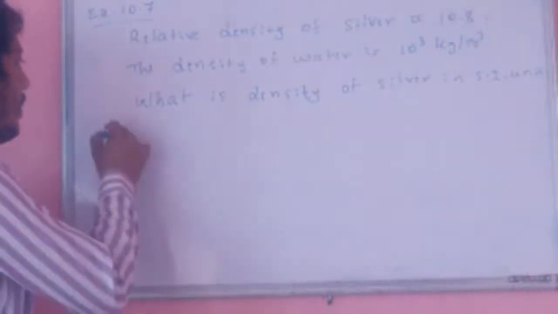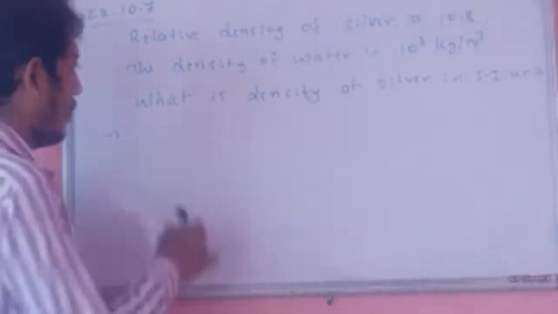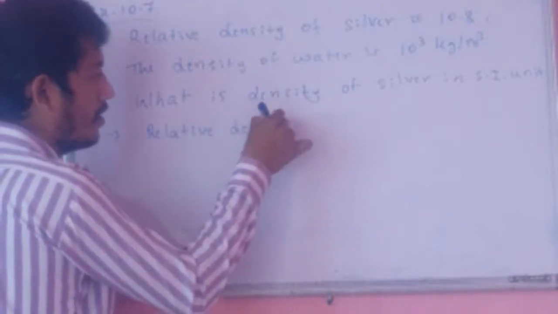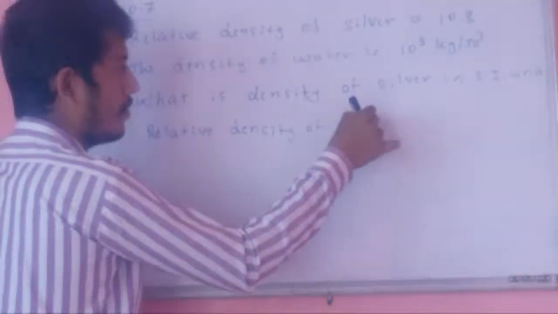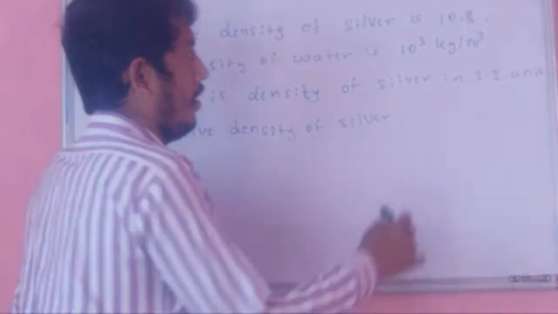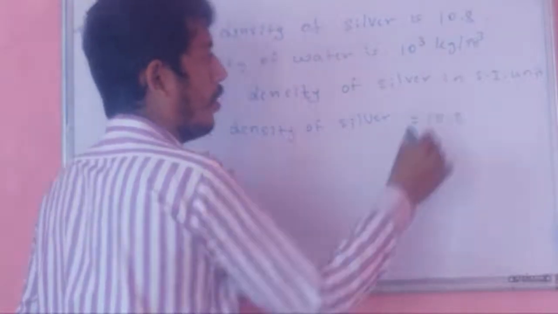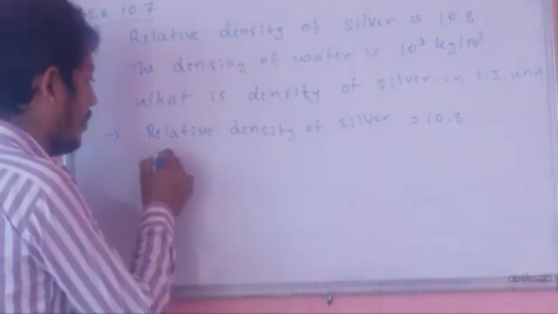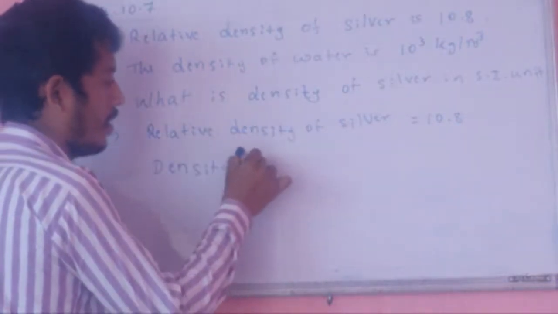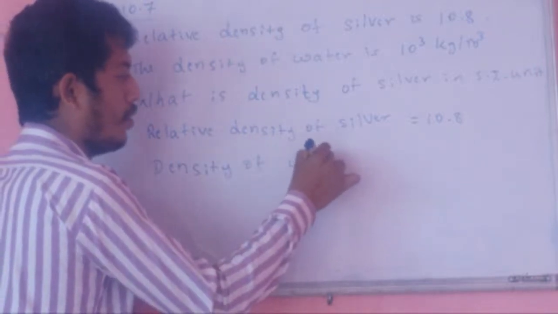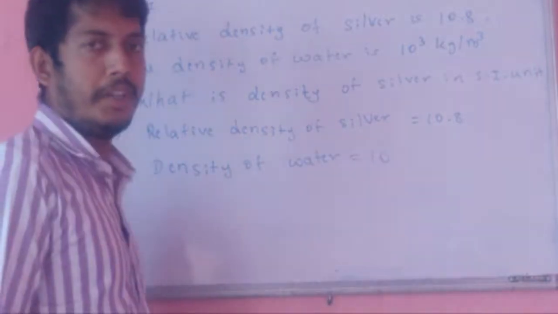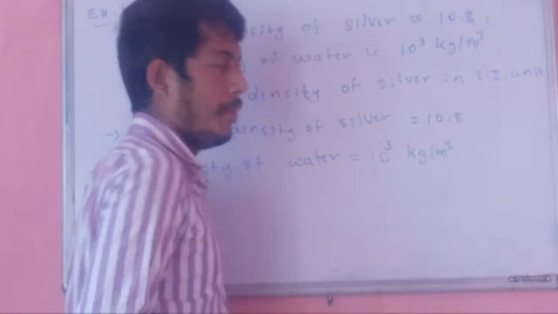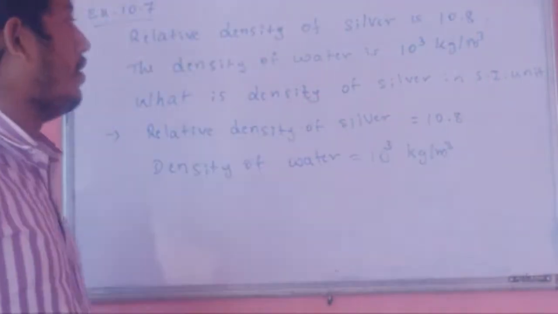First we will write the given data. The relative density of silver is given: relative density of silver equals 10.8. Then the next given is the density of water. Density of water equals 10 raised to 3, which means 1000, or you can directly write 10 raised to 3 kg per meter cube. Now we have to find out the density of silver.